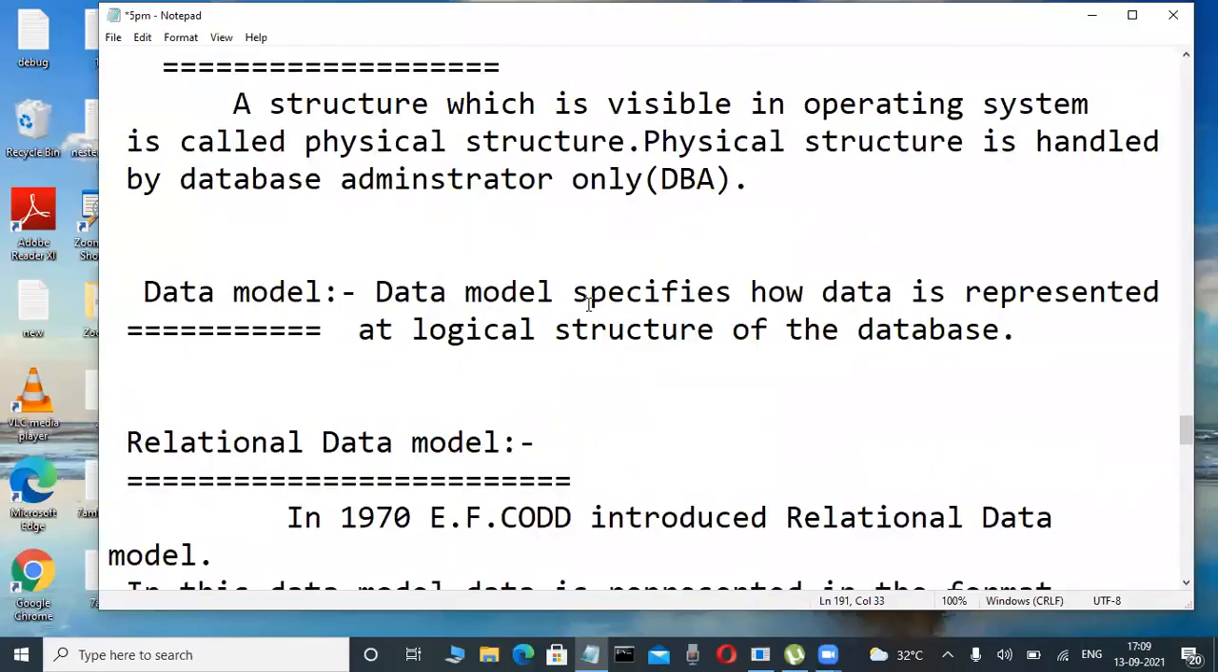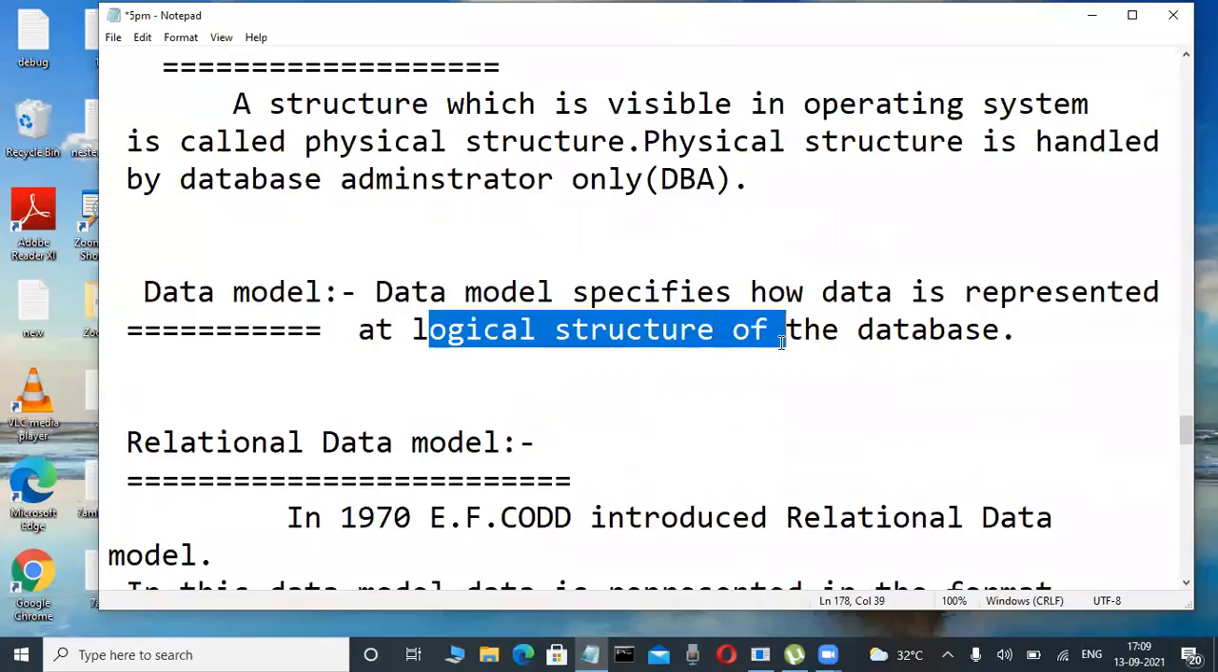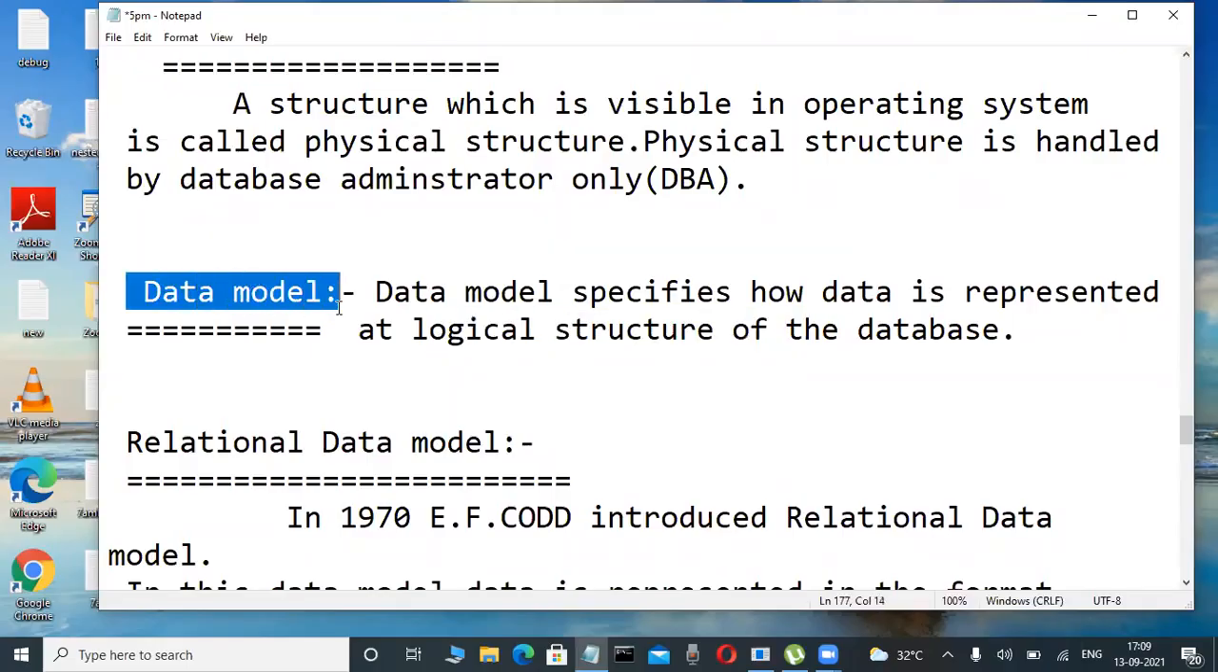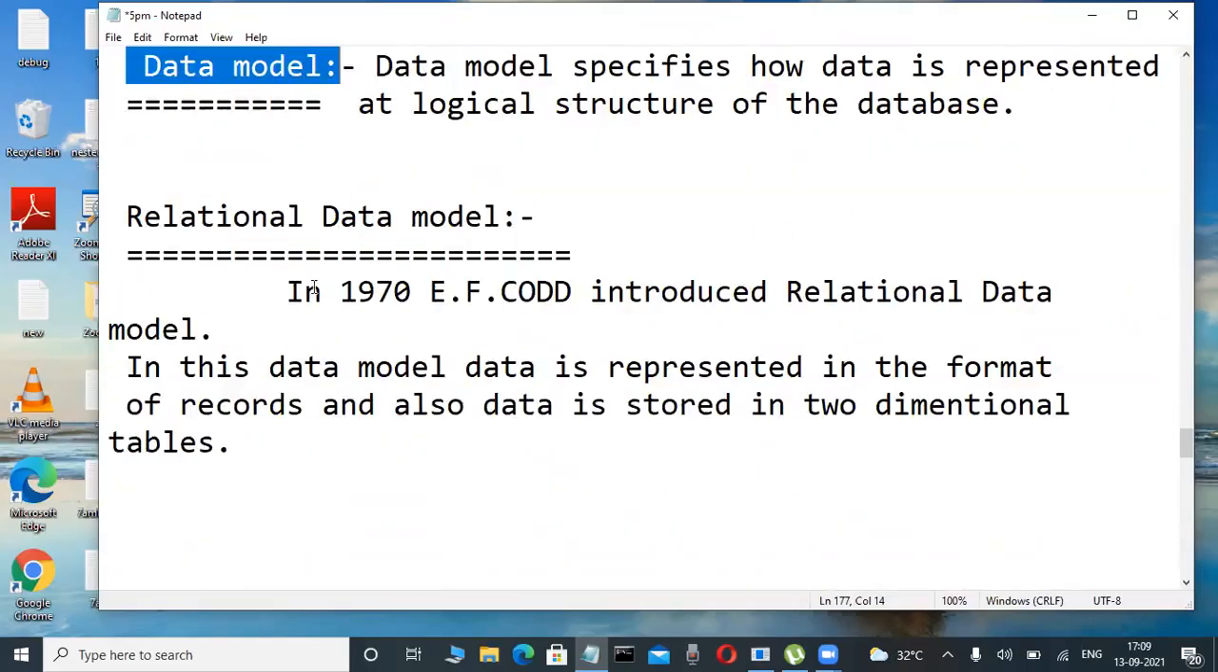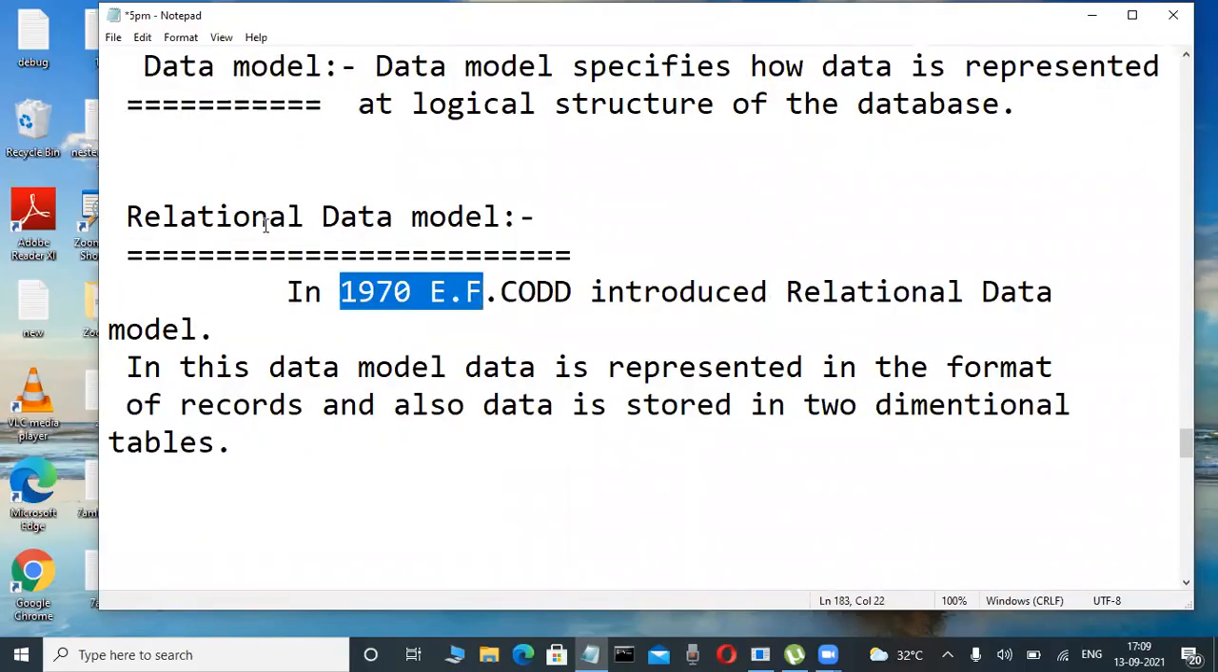A data model specifies how data is represented in a logical structure. Two types of database structures are there: one is physical, another one is logical. A logical structure means a database structure which is not visible in the operating system, in the C drive or D drive. Nothing is visible; that is called a logical structure. But how data is represented or stored in a logical structure is specified in database terminology by the data model.